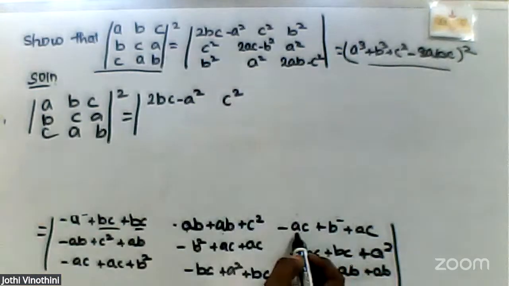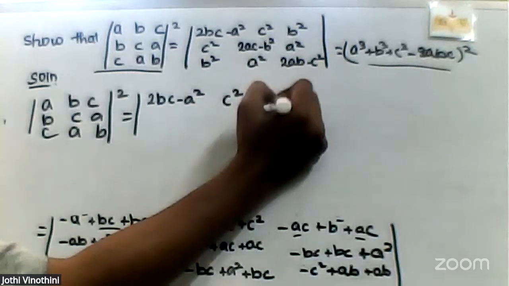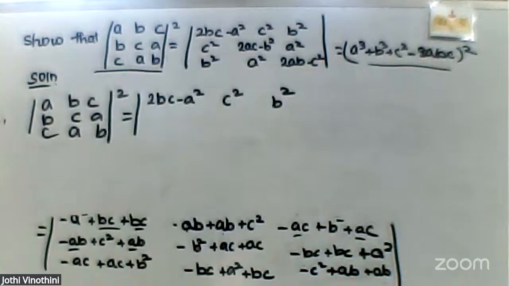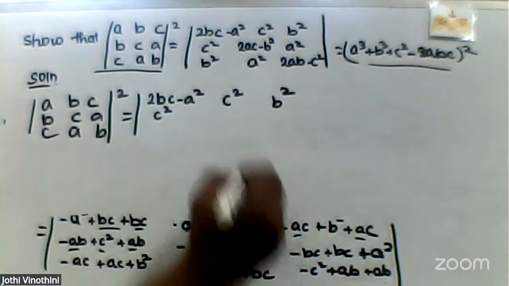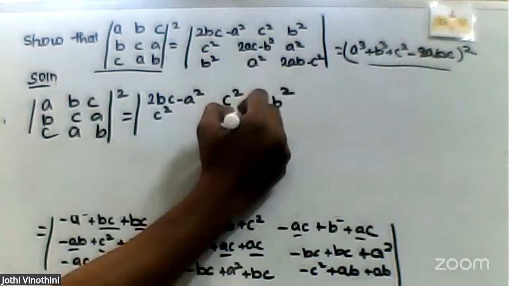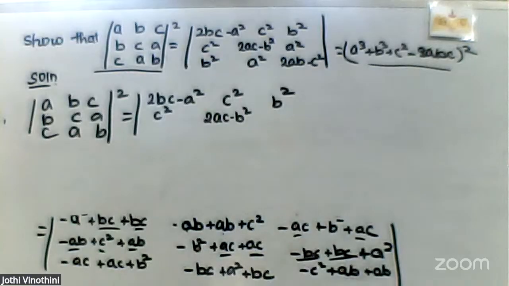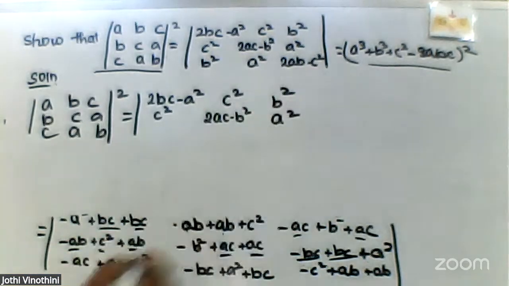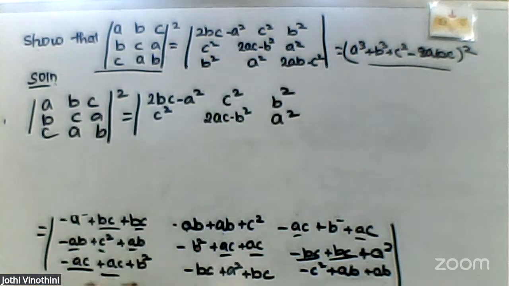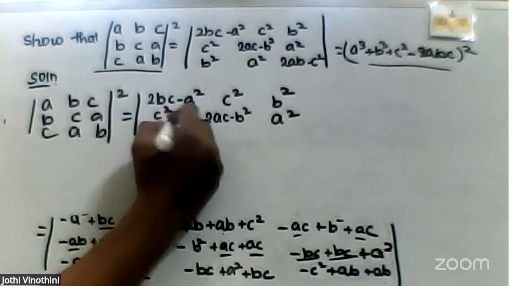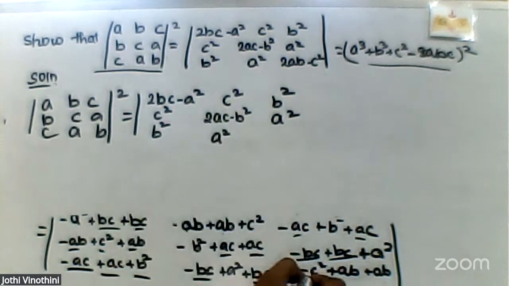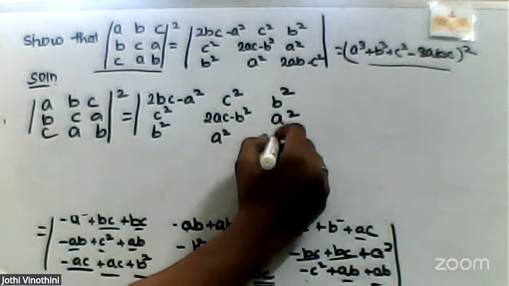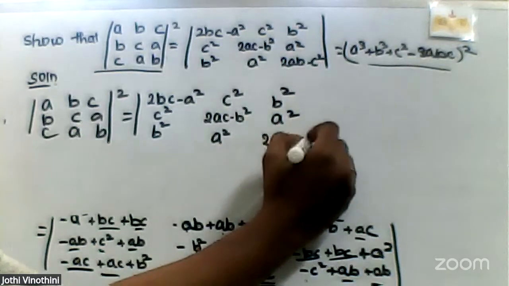C squared. Here minus AC plus AC get cancelled. B squared. Minus AB plus AB get cancelled. What we have? C squared. So here AC, so 2AC minus B squared. Here minus BC plus BC will get cancelled. What we have? A squared. Minus AC plus AC get cancelled. What we have? B squared. Minus BC plus BC get cancelled. What we have? A squared. See here AB, so 2AB. What we have? Minus C squared.